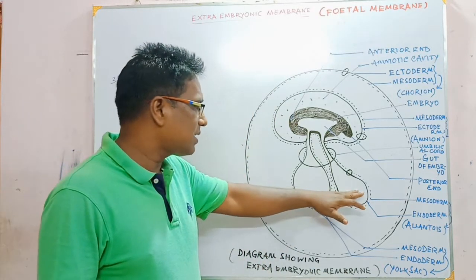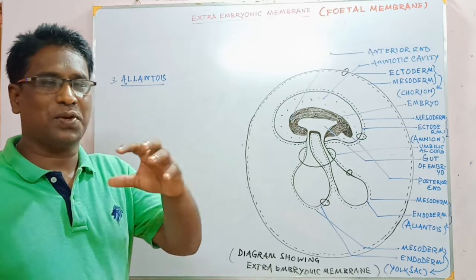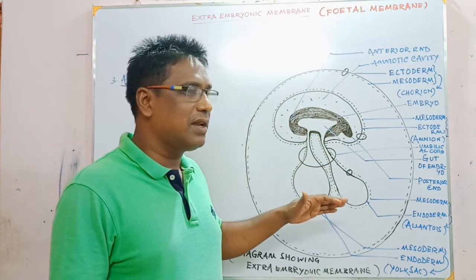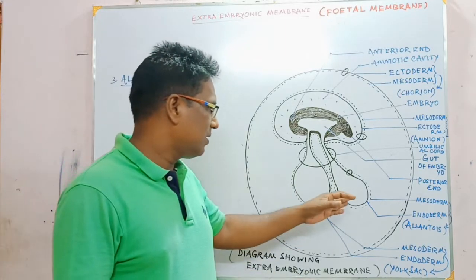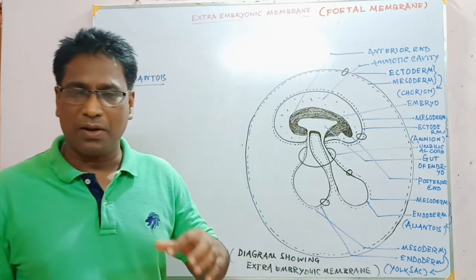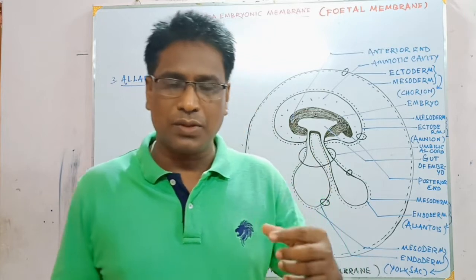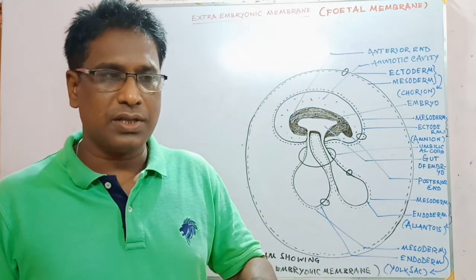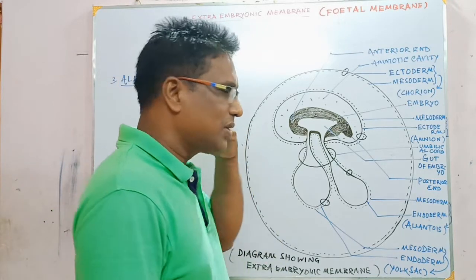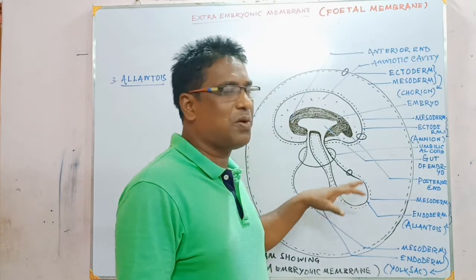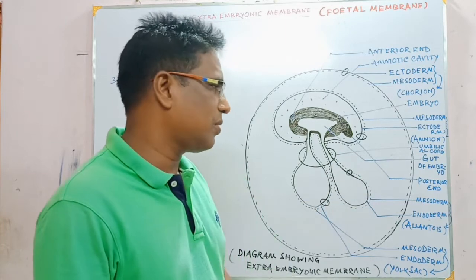Students, allantois, along with the chorion, helps in formation of the placenta. That is why the human placenta is allantochorionic placenta. The placenta is the association between fetus and mother. Placental blood vessels are also formed from the allantois, and blood cells are also formed.